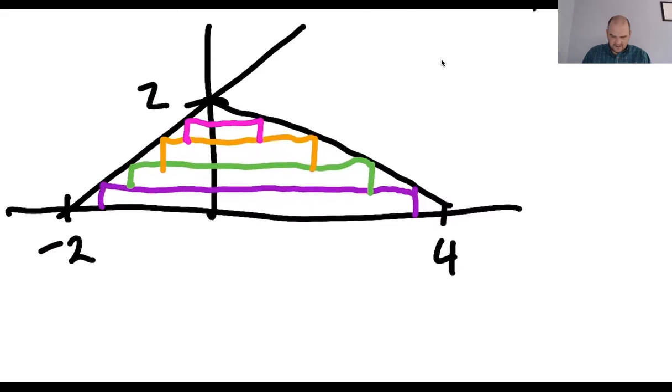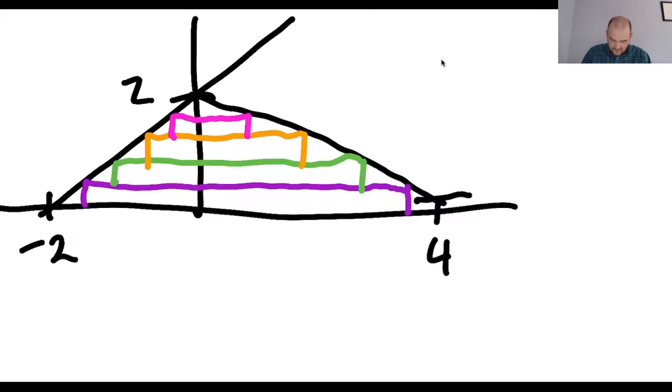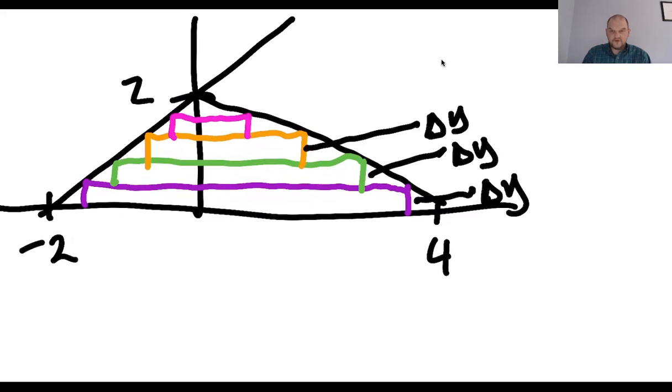Each of these, this little segment is delta y. This segment is delta y. This segment, delta y. They're all delta y's. So we take where y starts down here, where it ends here, find the distance between them, and divide it evenly. Each of those will be delta y. Okay, so these are all delta y's.